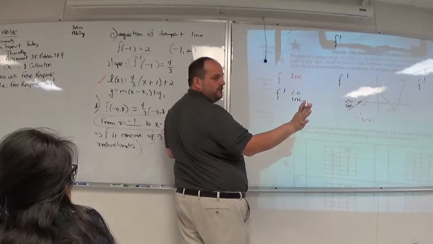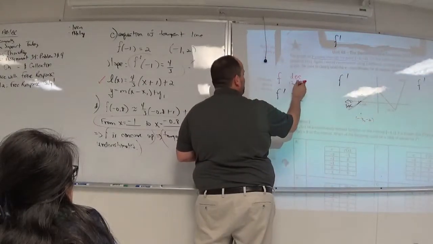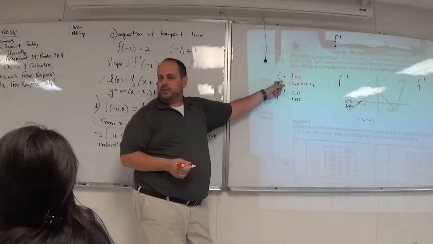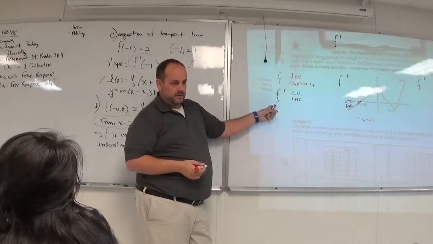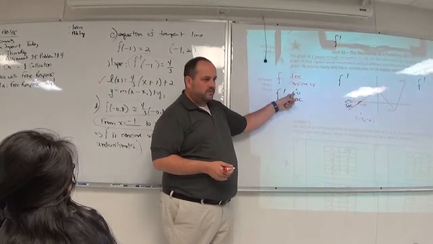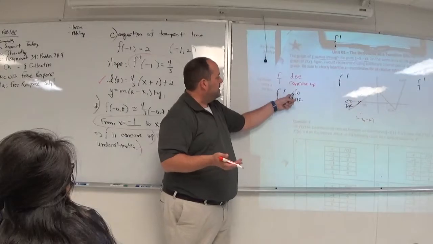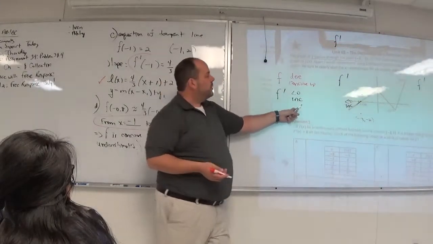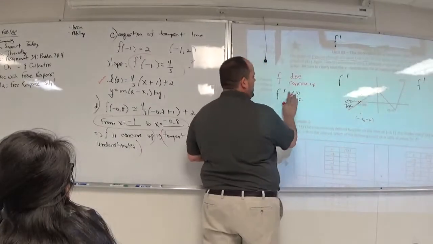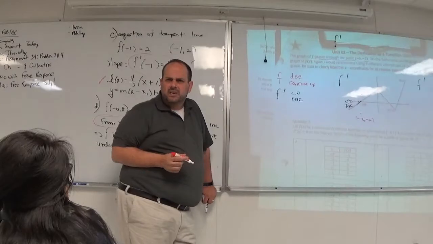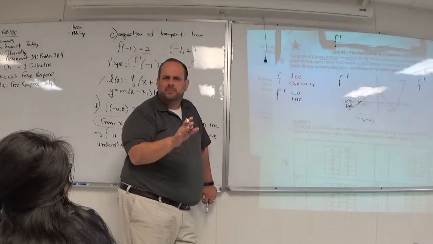You guys are going in the wrong direction. Concave up. F is the original function, f prime is the derivative. So if f is decreasing, the derivative is negative. I think we're okay with that. But if f is concave up, then the derivative is increasing. So I need to draw f so that it's decreasing and concave up. Can you guys show me that? What does that look like? Decreasing and concave up at the same time.